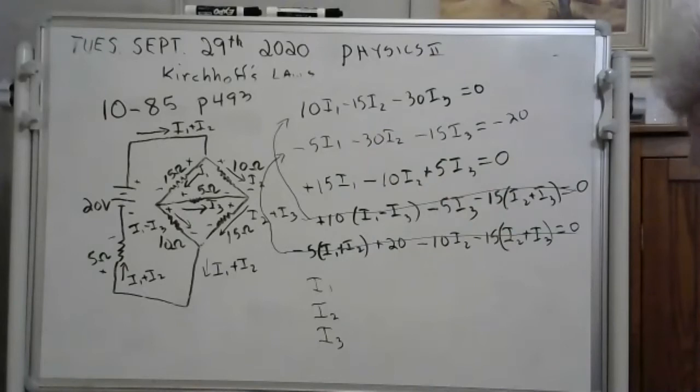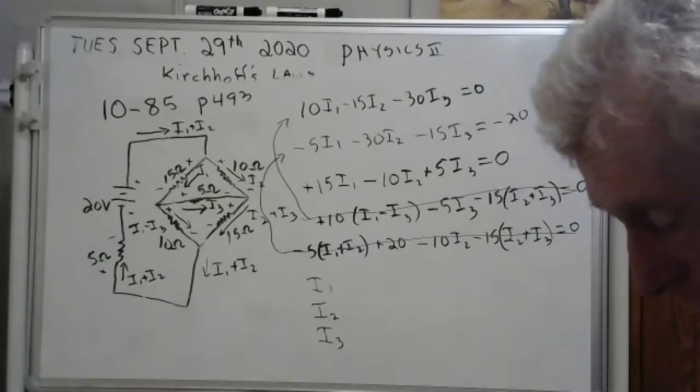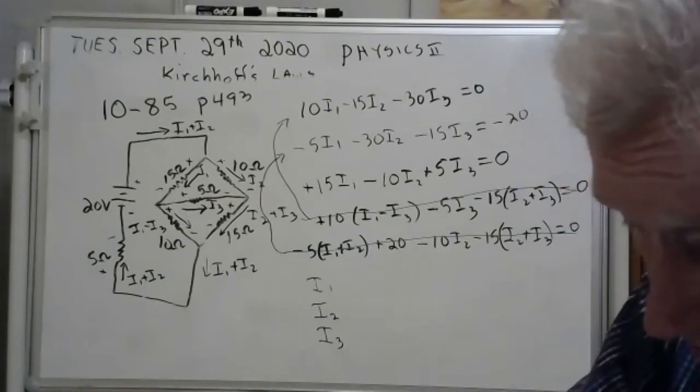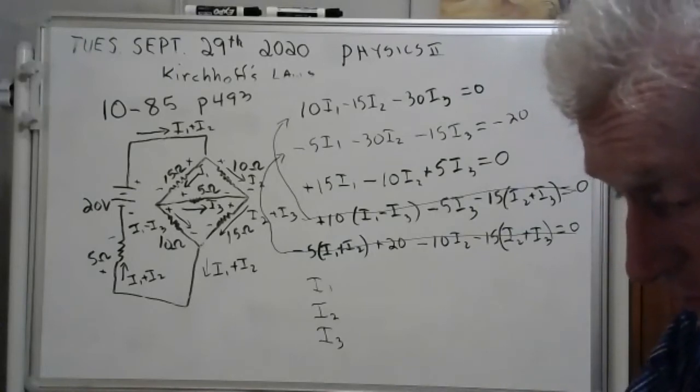There's 10 and minus 15 and minus 30 and 0 and minus 5 and minus 30 minus 15 and minus 20 and 15 minus 10 5 0. And now I'm going to push this little button that says solve. Hey, this is a lot easier than doing it the old-fashioned way, like we had to do it when I was in school.